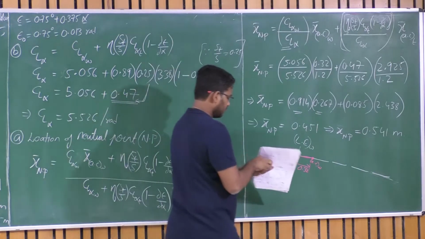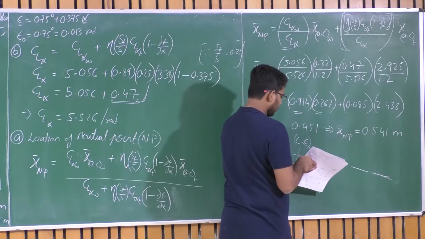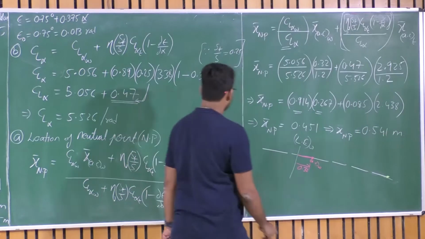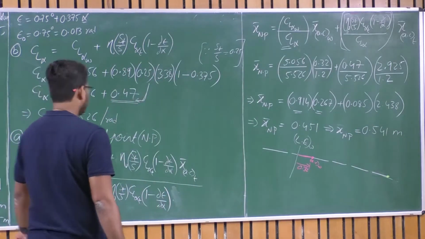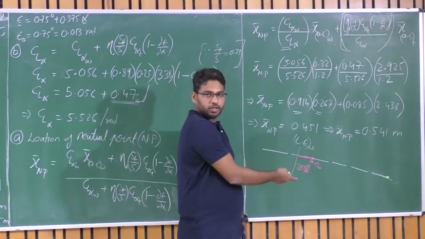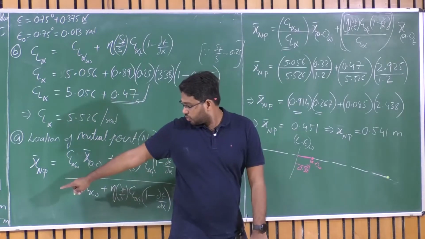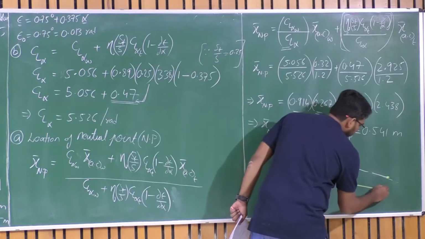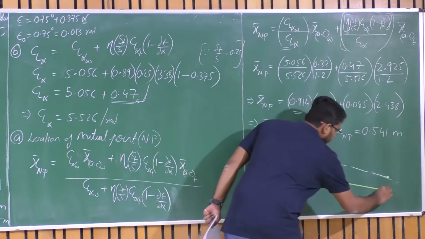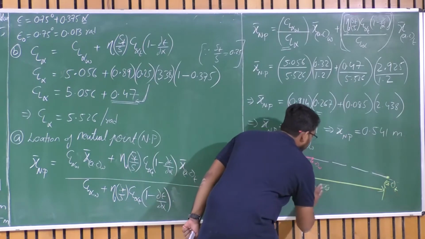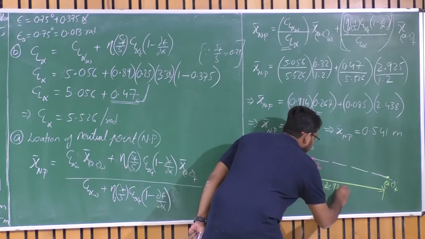And the tail is now located at a distance very far from here, which is about 2.93 meters. Look at that. This is just 30 centimeters, and that is 292 centimeters from the leading edge. So this is far away. This is the AC of the tail, which is located at 2.93 meters approximately.